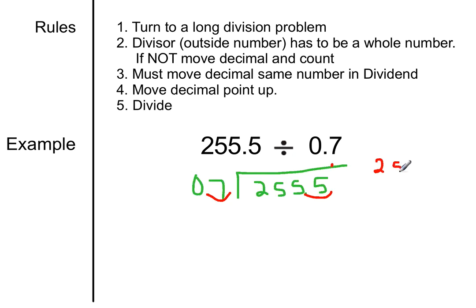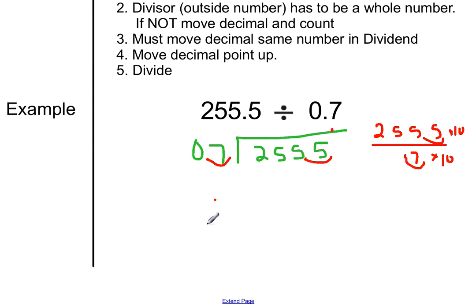If you think of this as a fraction, 255 and 5/10 over 0.7. In order to make this a whole number, I had to times by 10. And the rule is always whatever I do to the bottom, I do to the top. So when I times this by 10 to move the decimal place one time, I had to do the same here to move the decimal place one time, which then gives me, really what I am dividing is 7 into 2,555, because the decimal will go right up here.